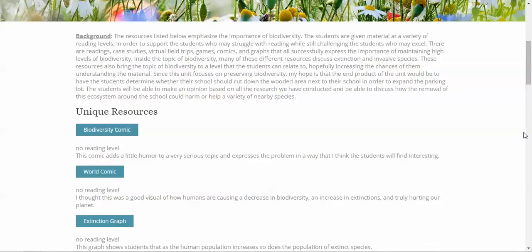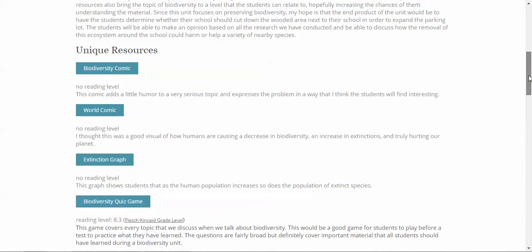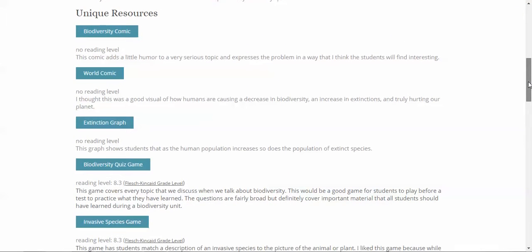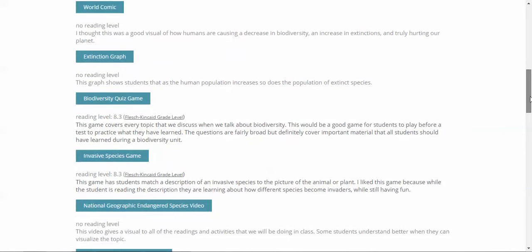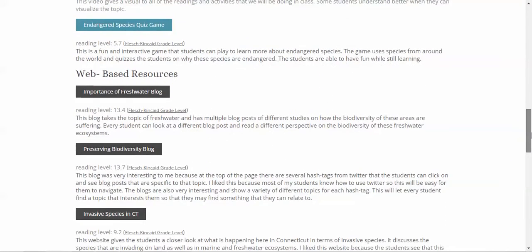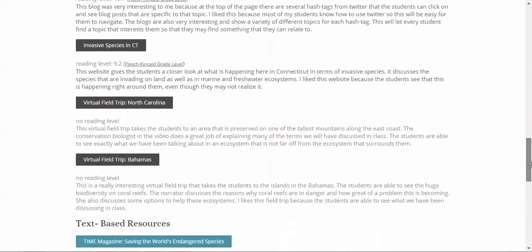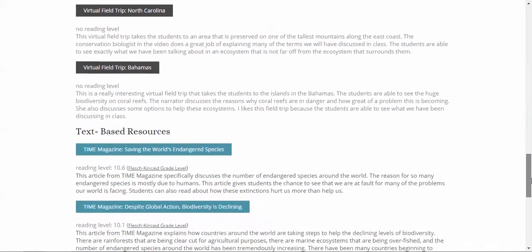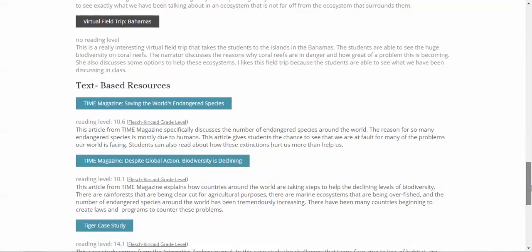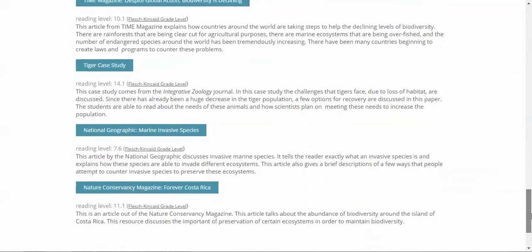There are 3 different types of resources which I have found. There are some unique resources which include videos, comics, pictures, and games. And there are also web-based resources which include virtual field trips, blogs, and informative websites. And lastly, there are text-based resources which include magazine articles and case studies. For many of these different resources, I was able to determine the reading level. Some resources are geared towards students with lower reading levels, while others are meant for students that read at or above their grade reading level.